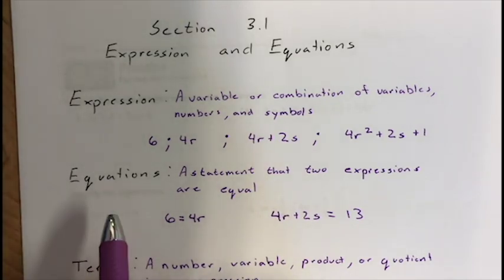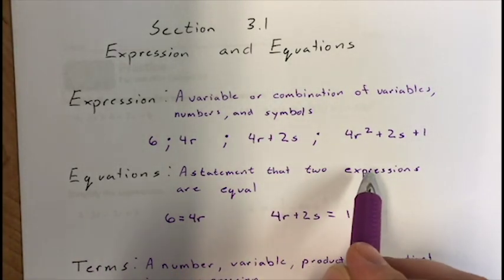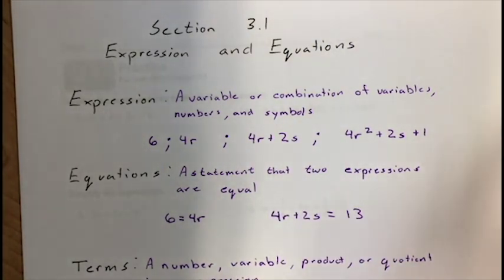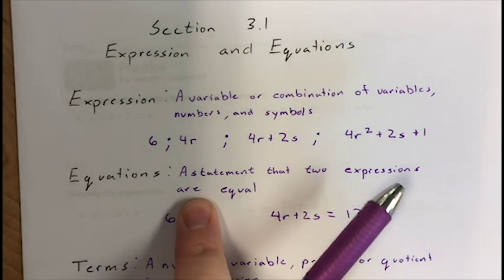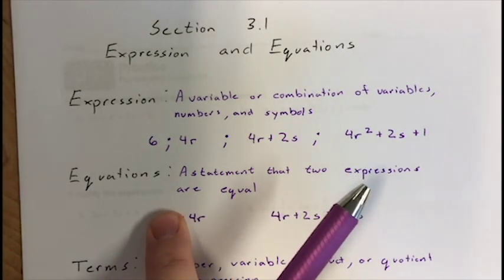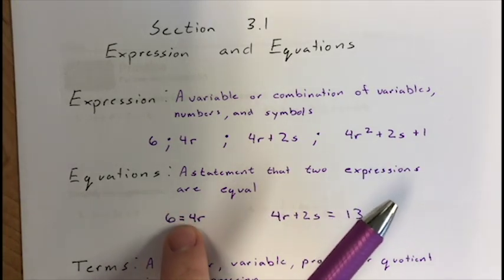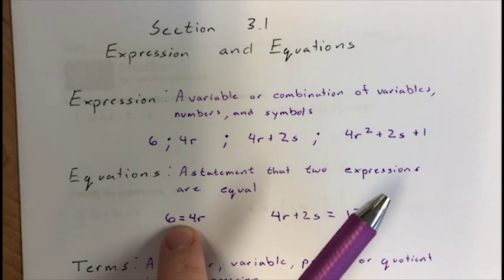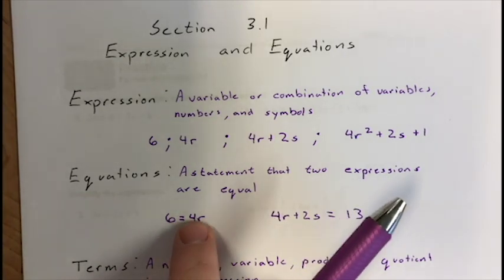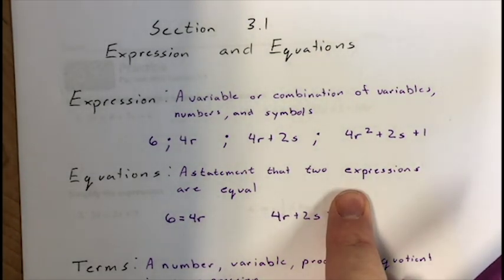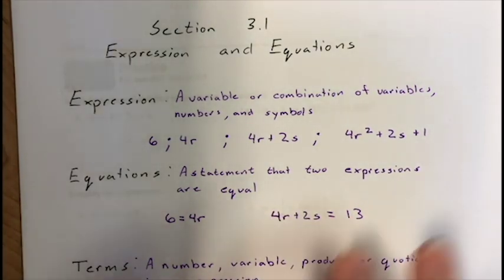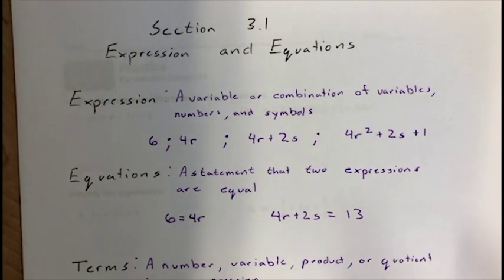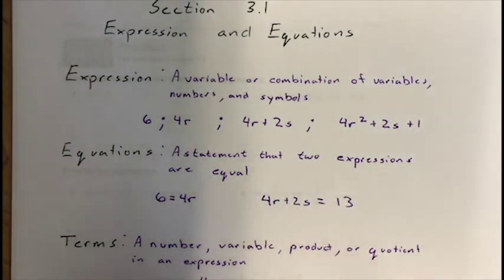Now, this is what an equation is. It is a statement that two expressions are equal. You've seen equations before in some form or fashion, but now we're explaining what this is. The number 6 by itself is an expression. The 4r by itself is an expression. But because we're setting them equal to one another, we create an equation. The same thing here: I have the expression 4r plus 2s, and I have the expression 13, and since they are equal to one another, I have created an equation. This is an expression. The whole thing is an equation.